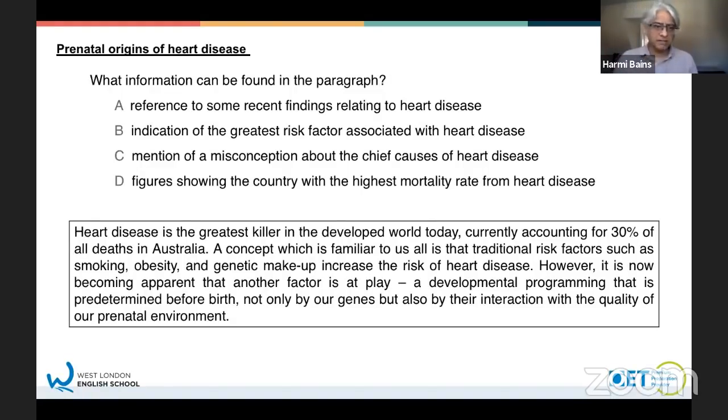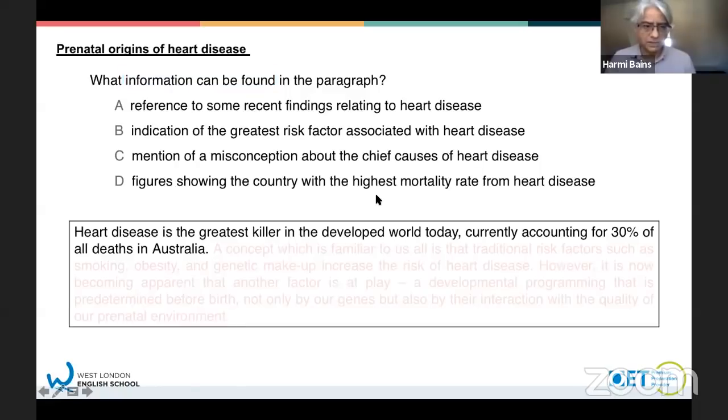And what it says here, the first question, what information can be found? So these questions are specific. It's really asking you about information that is in the paragraph. That's really what it wants. And you're going to find this in the actual paragraph. This talked about heart disease, in fact, across the world. And it gave an example in Australia.